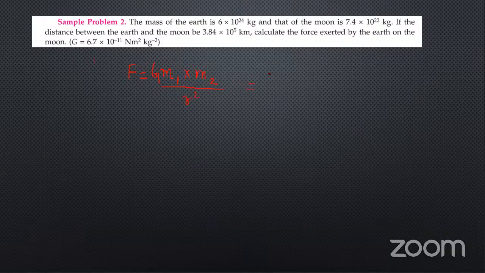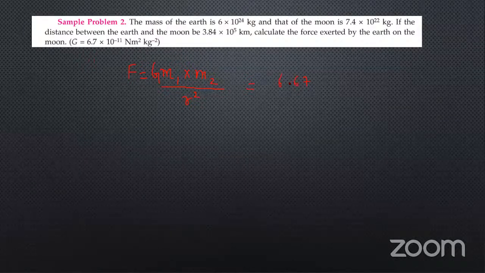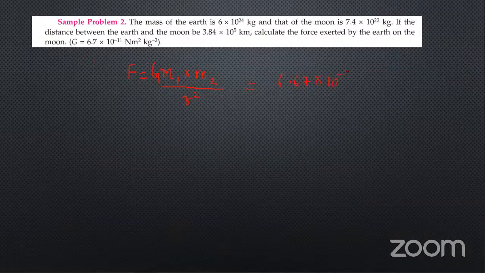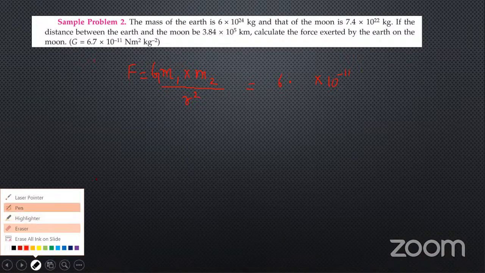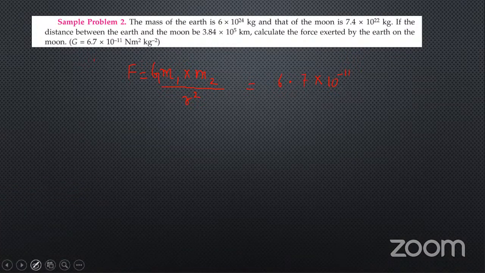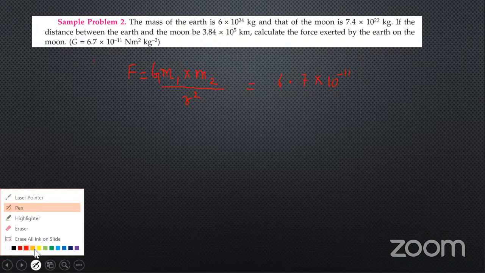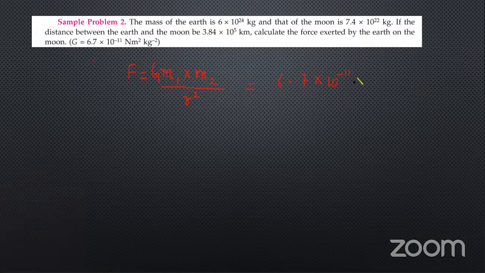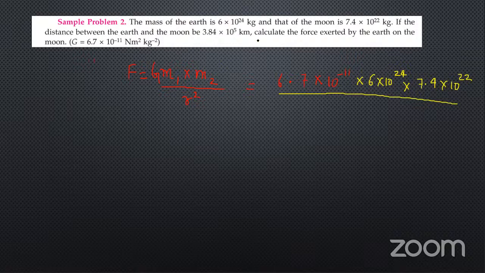See, in the G m1 m2 by R square, right? So 6.67 into 10 to the power minus 11. 6.67 you don't have to take because it is specified that you have to take 6.7 as the value. So take 6.7, into mass m1. What is the mass of Earth? 6 into 10 to the power 24, multiplied by the mass of moon, that is 7.4 into 10 to the power 22. So G m1 m2 divided by R square.